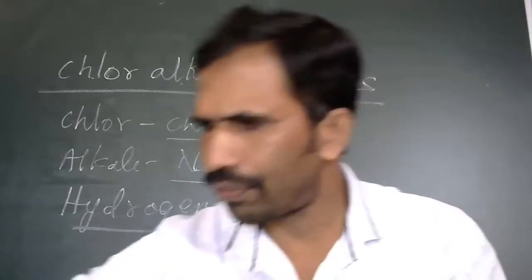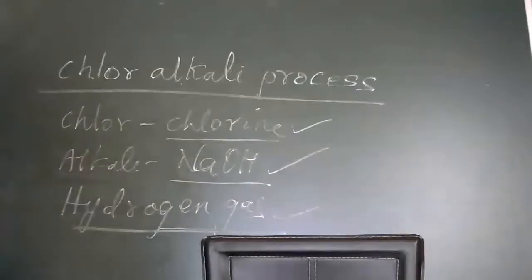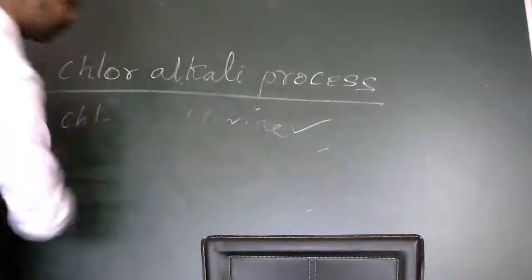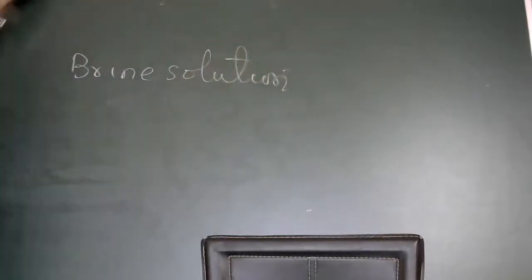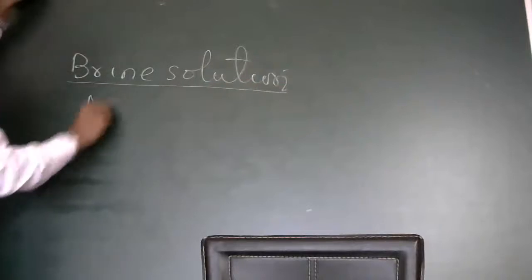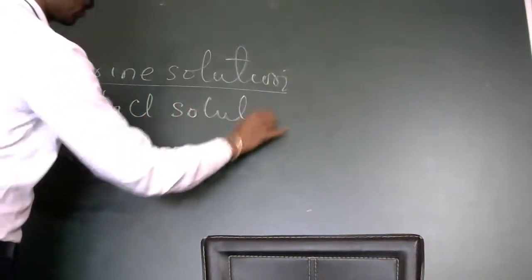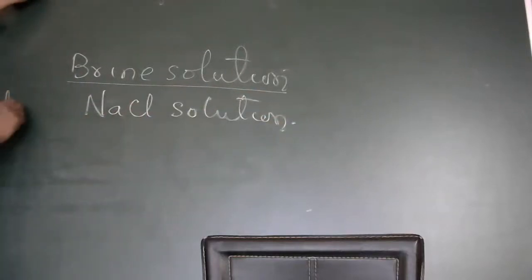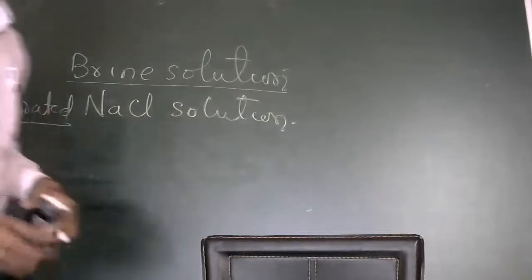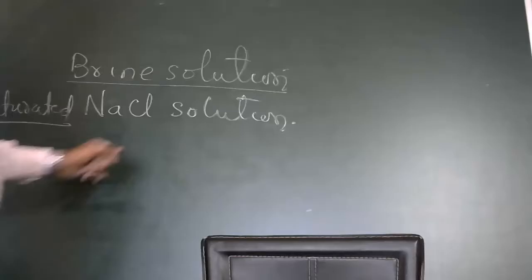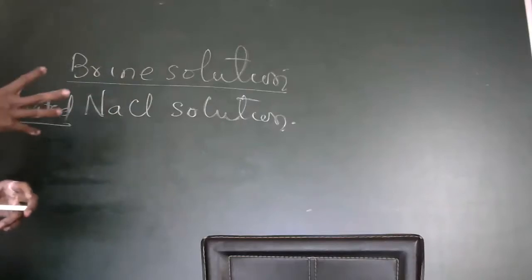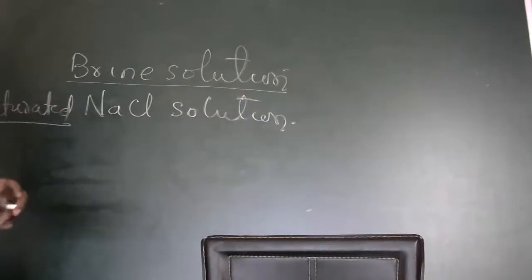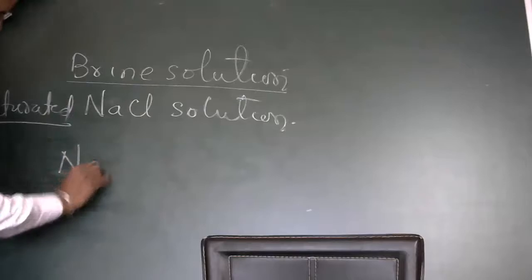Here the raw material we use is mainly brine solution. What is brine solution? Brine solution is nothing but saturated NaCl solution. The saturated NaCl solution is called brine solution. In this, electricity is passed. What happens when the electricity passes? NaCl is decomposed.